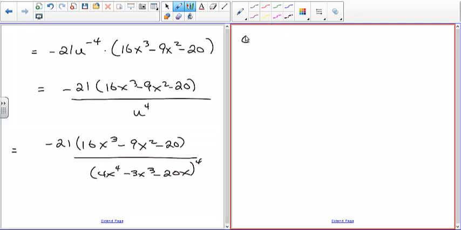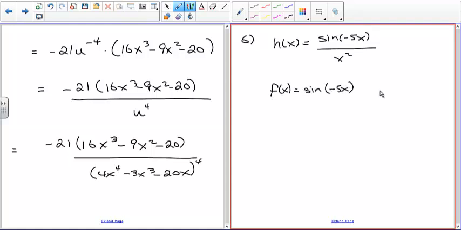Okay, number 6 is the quotient rule, and it says final simplified answer should have x cubed in the denominator. So I've purposely called it h of x so that you can call the numerator f of x and the denominator g of x. So f of x equals the sine of negative 5x. G of x equals x squared.